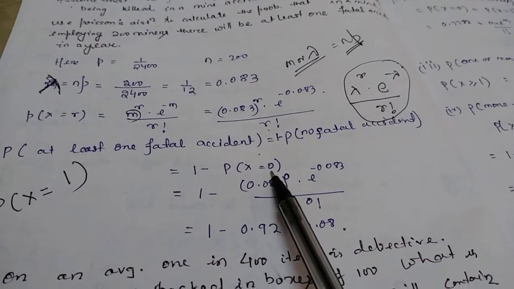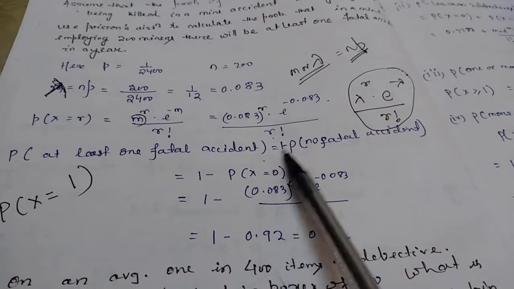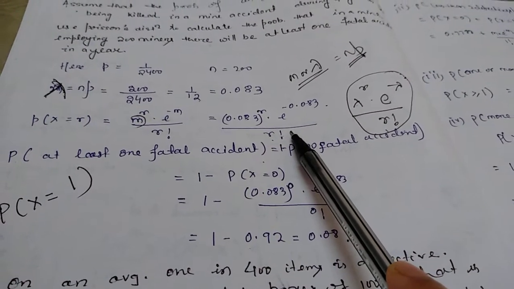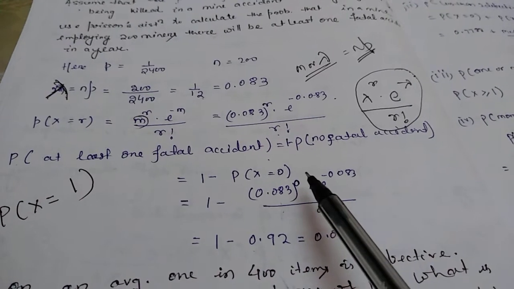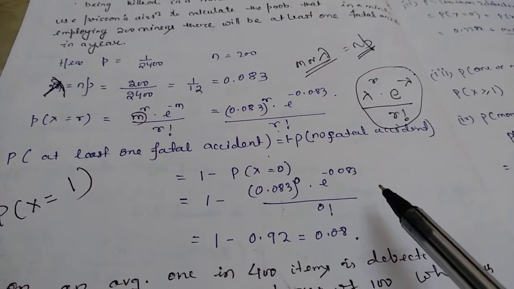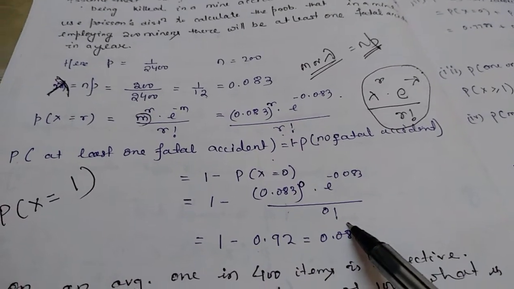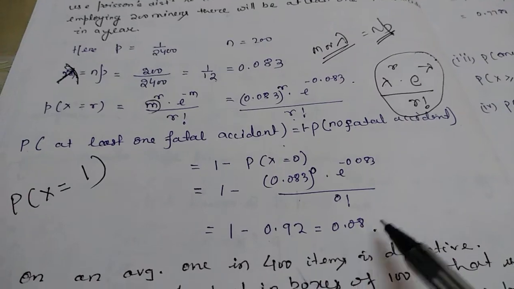So what does it mean? Here in the Poisson distribution, put the value of r is equal to 0. In this formula, put r is equal to 0. That is your 0.083 to the power 0 into e to the power minus 0.083 divided by 0 factorial. That is 1 minus 0.92, that is 0.08.